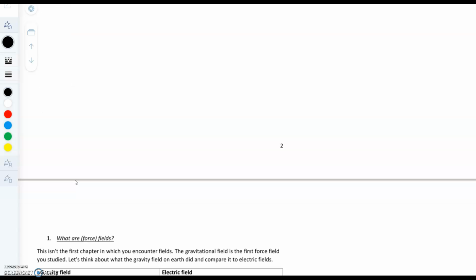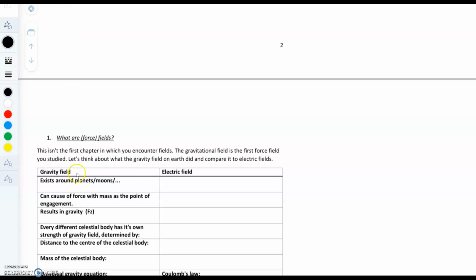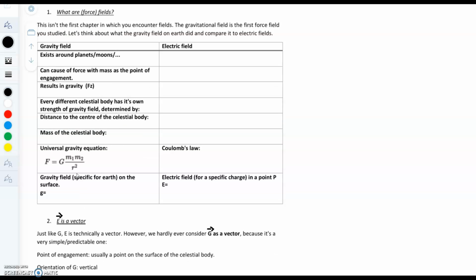Now, why are we talking about celestial bodies at the start? Well, we're going to first discuss what force fields are in this chapter. Previously, you have already encountered a typical force field when we were talking about gravity fields in the third year. Now, just to recap, what is a gravity field? Well, it exists around planets, moons, etc. In other words, celestial bodies.